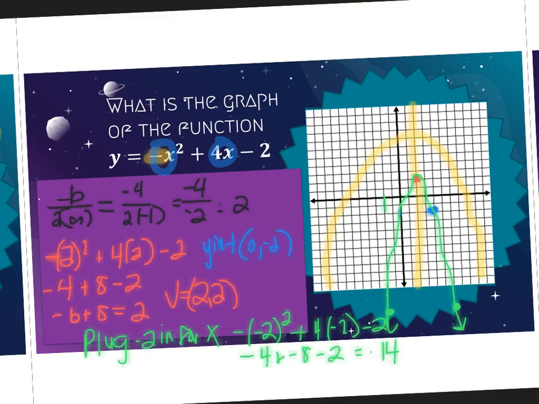Okay, so when I did this, I went through and I used the line of symmetry formula to find that my line of symmetry was 2. And then I plugged 2 into the equation to get a vertex of (2, 2). Then I found my y-intercept by plugging 0 in, and when I put 0 in, my y value is -2. So I have a point here at (0, -2). Then I just copied it and moved on. So let's kind of move on.